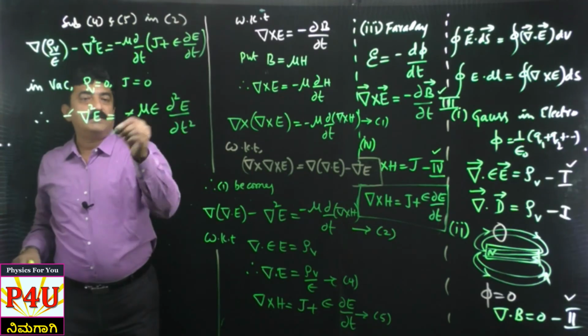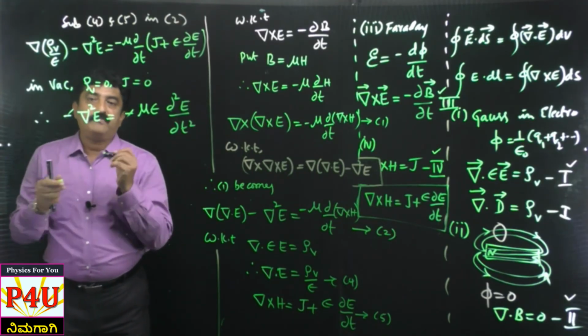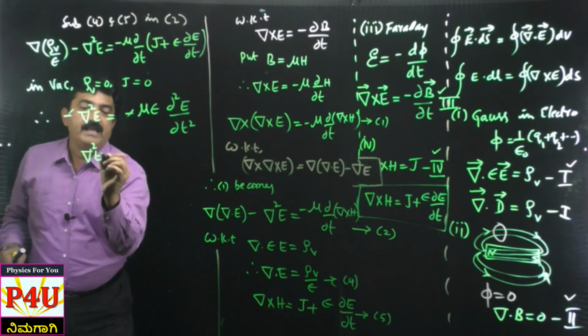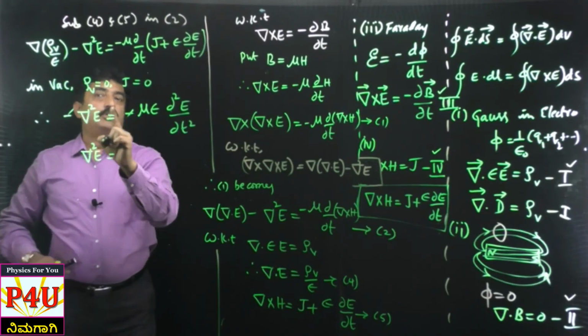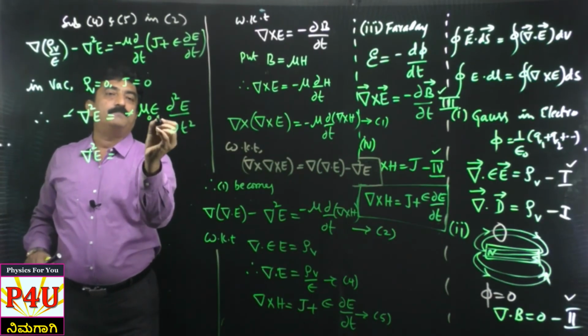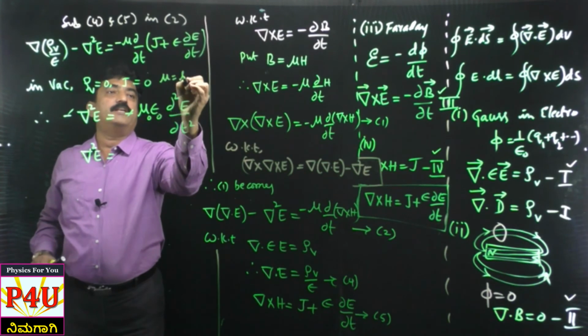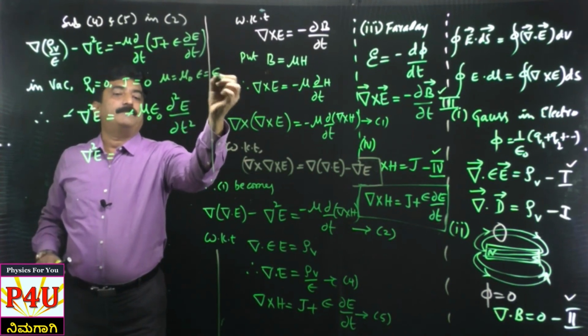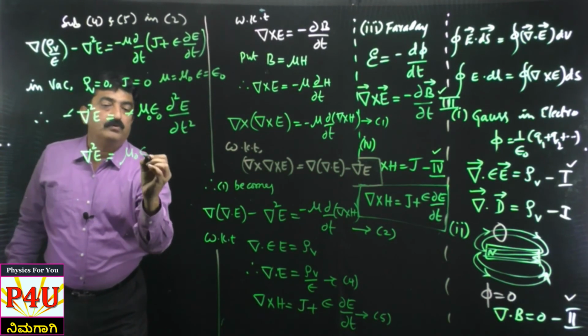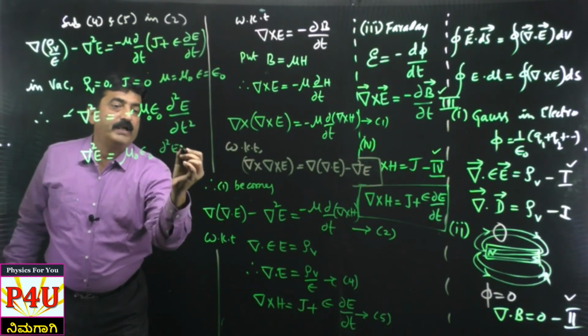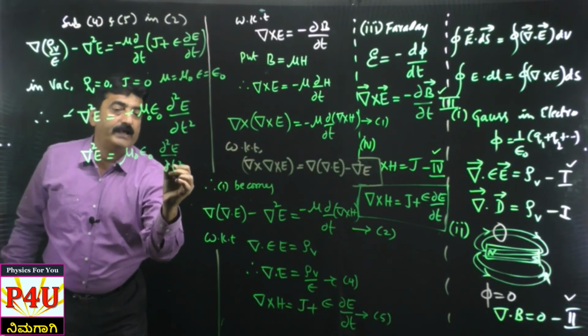Now you cancel minus on both the sides, then you are left with del square E is equal to, in vacuum mu is mu naught, epsilon is epsilon naught. Therefore mu naught epsilon naught dou square E by dou T square.